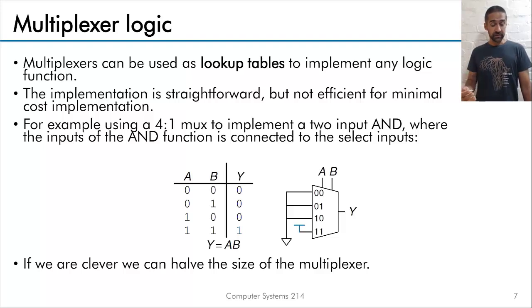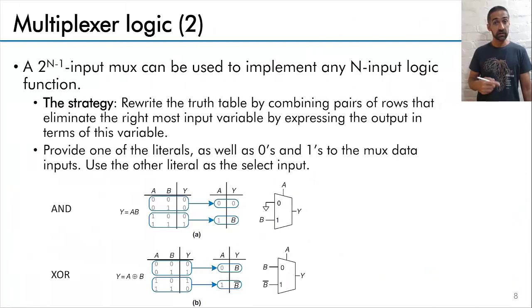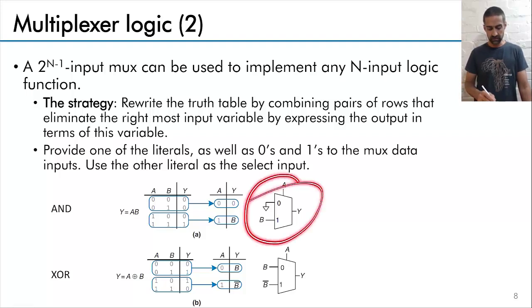If you think about it a bit more, you will probably figure out that you can do this using a 2-to-1 multiplexer. So let's look at the next slide of how to do that. You can do an AND function in the following way. One of the two inputs sits there, the other one sits here, and this is connected to ground.